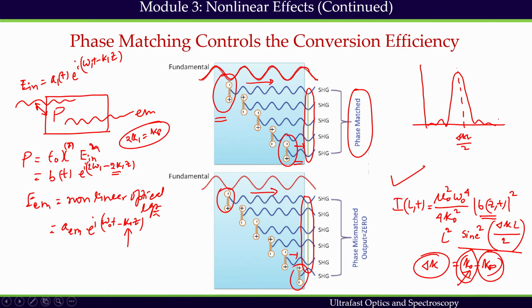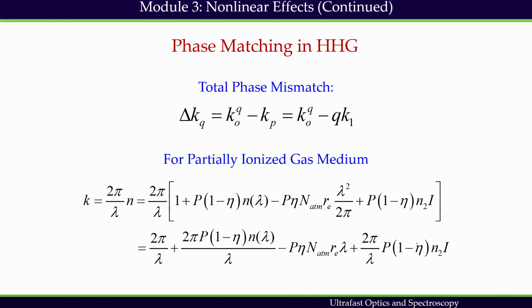If we plot delta K L by 2, then we get cardinal sine functions like this. Very sharply it drops down. It's maximum when delta K equals 0. This is maximum, and it drops down very quickly when there is a phase mismatch. So this delta K issue, bringing them in phase, we have to consider for the HHG process as well.